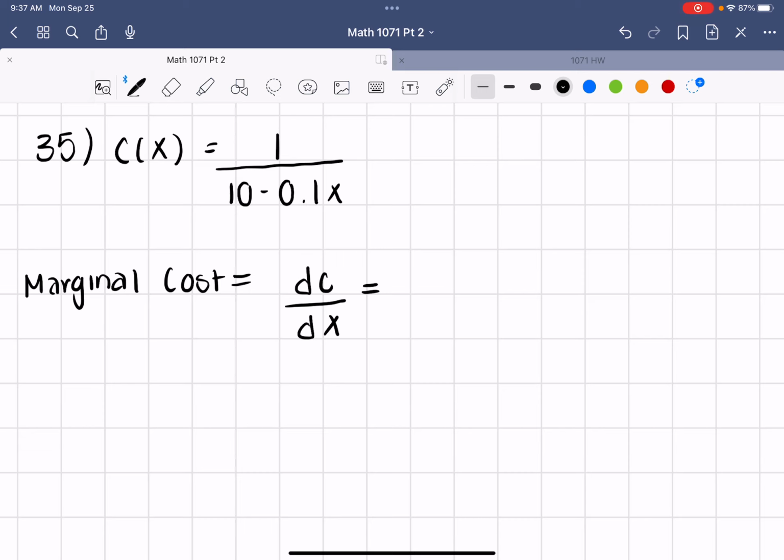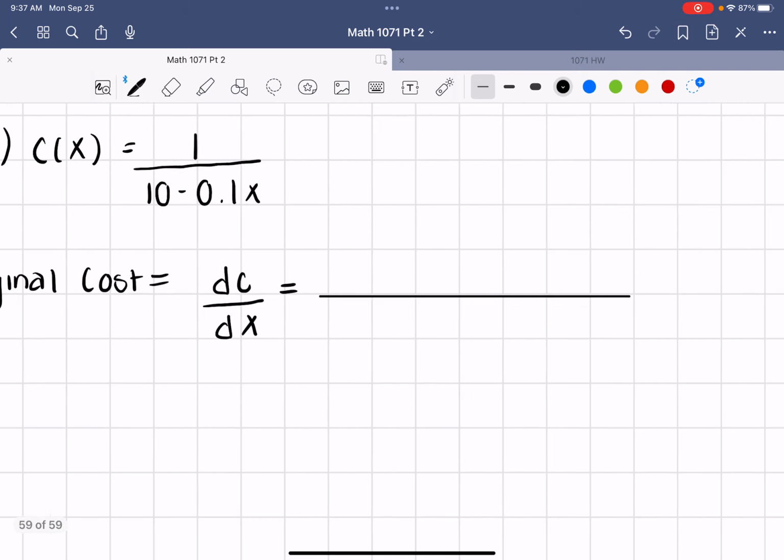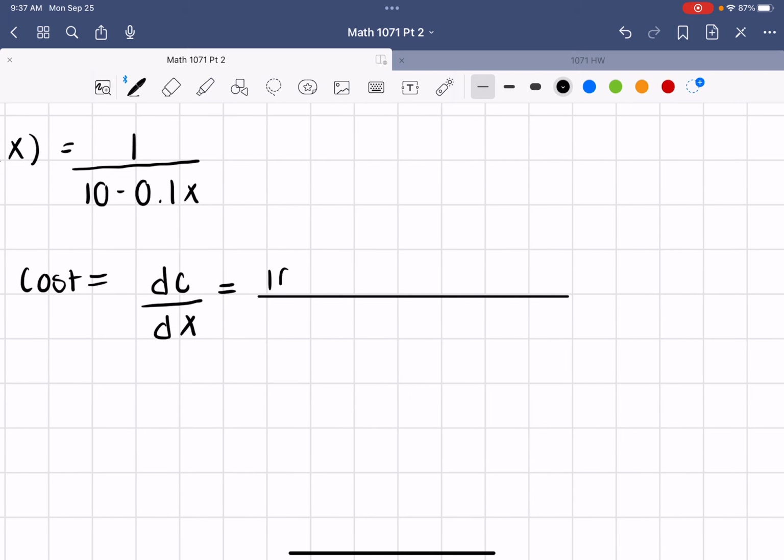Well, let's use our quotient rule here. Denominator times the derivative of the numerator. Your numerator here is just 1. Minus numerator times the derivative of the denominator. Well, the derivative of the denominator, derivative of 10 is 0. And so you've got a coefficient of negative 0.1, and the derivative of x is just 1, over the denominator squared.